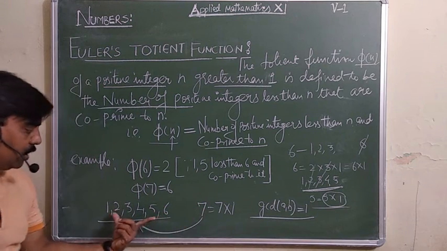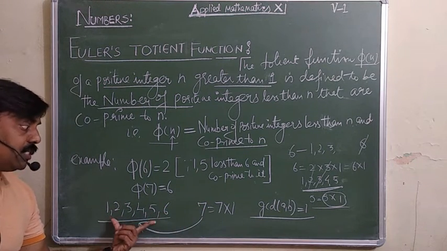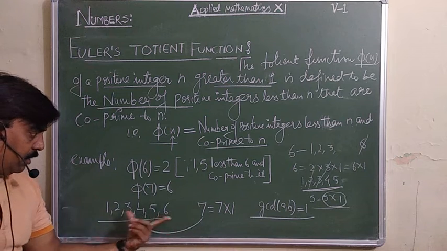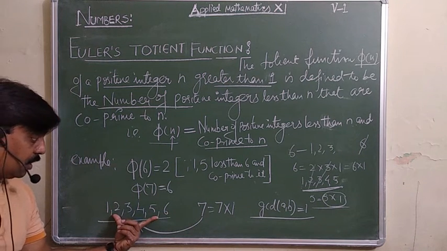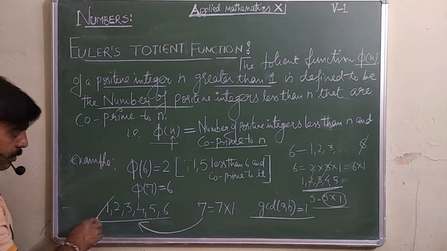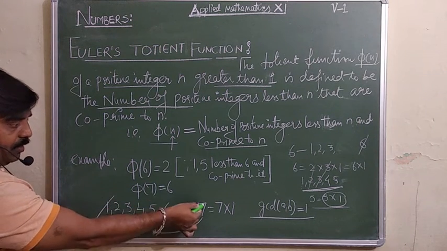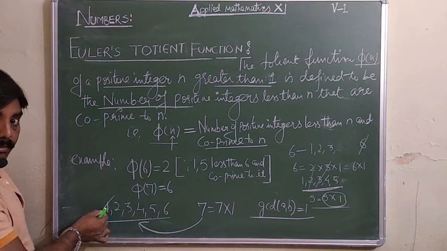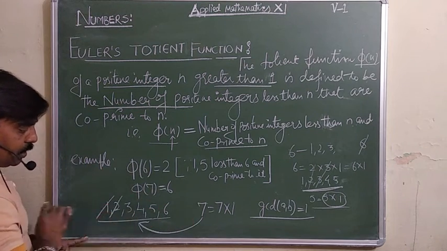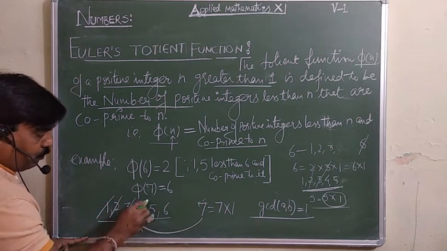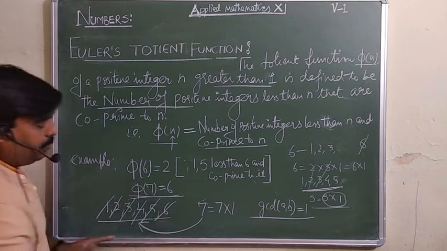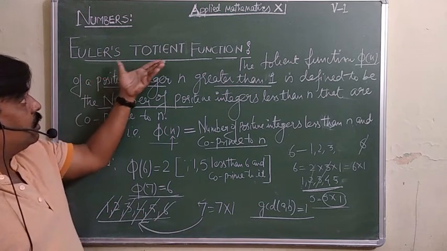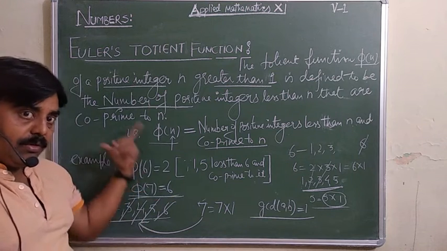With this number, look at the numbers which are co-prime with it and less than it. 1 will be co-prime. If you take the GCD of these two numbers, it will be 1. 7 and 2 gives 1, then 7 and 3 gives 1, then 4 gives 1, and so on. It means phi 7 will be equal to 6. So that is the Euler totient function. Have a look.